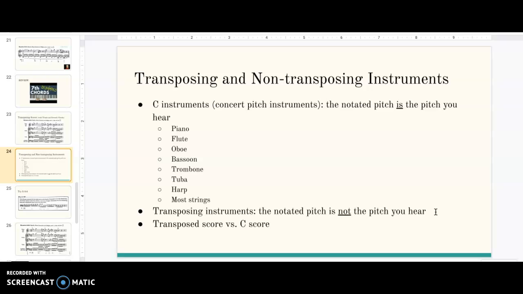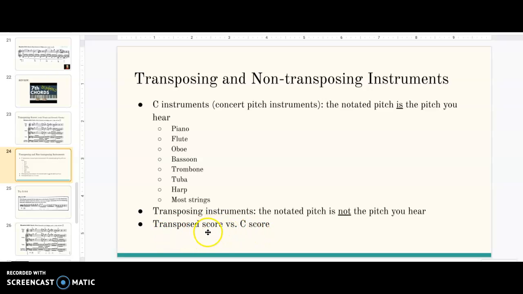And transposing instruments mean that whatever note is written on the staff is not the pitch you're actually hearing. You're hearing a different pitch than what's written. So we're going to have to be relating what we see and what we hear in order to understand and translate from concert pitch to transposing instrument and vice versa. So a C score is when all of the instruments are written in the concert pitch or in the pitches that you hear. But that doesn't necessarily mean those are the pitches that your performers are seeing.